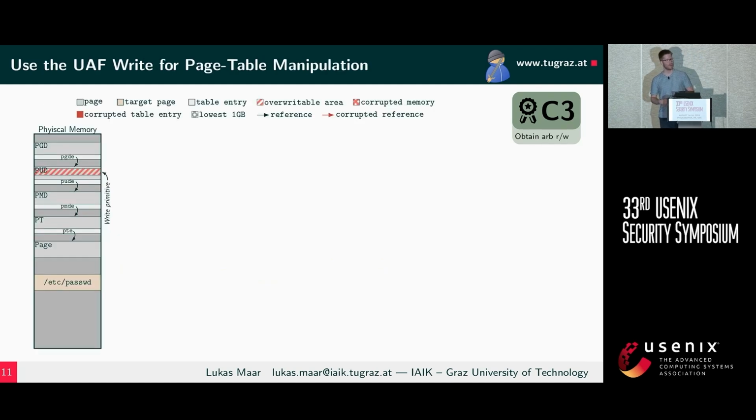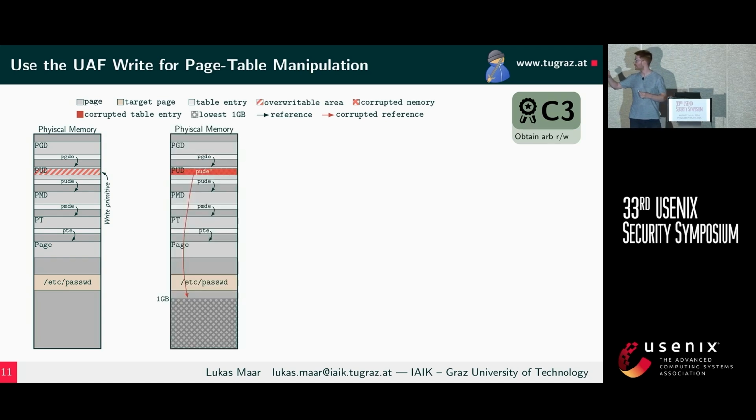This brings me to solving the third challenge. We manipulate the memory that the write primitive refers to into a page upper directory, and then we trigger the write primitive to overwrite entries of the page upper directory, so that these corrupted entries now refer to the first gigabyte of the physical memory. We don't need any information leakage because the lowest gigabyte of the physical memory is always the same, independent of physical KASLR.